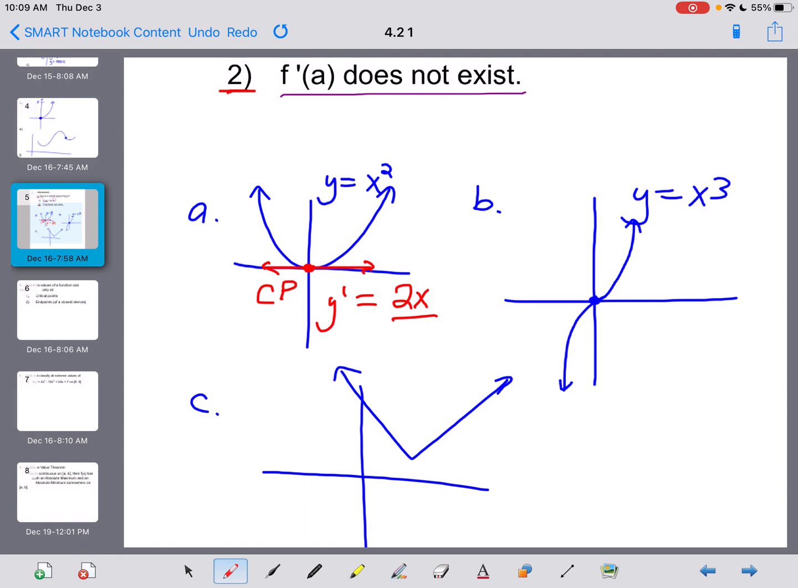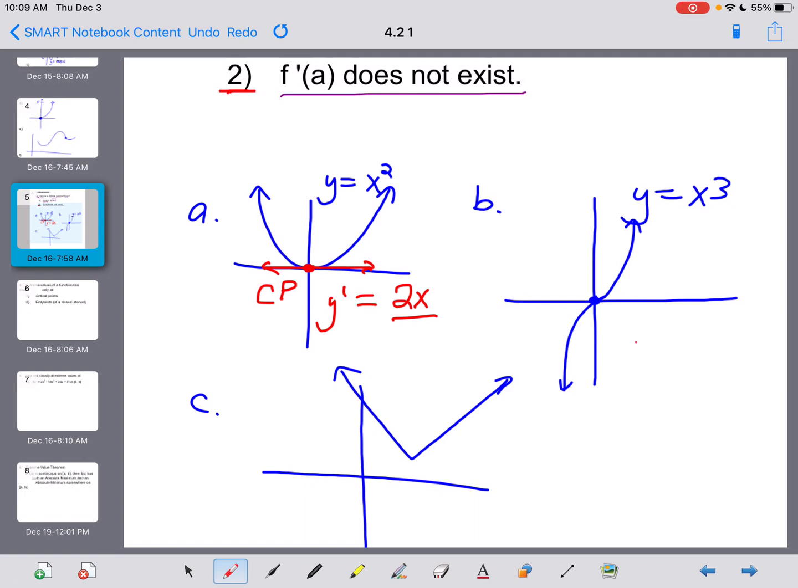Our derivative here is a simple linear function, 2x, and a linear function, being a subgroup of polynomial functions, is defined for all real numbers. So we only have the one critical point here on the graph of y equals x squared, and that is at, you'll notice, the vertex of the parabola. Let's take a look at b.